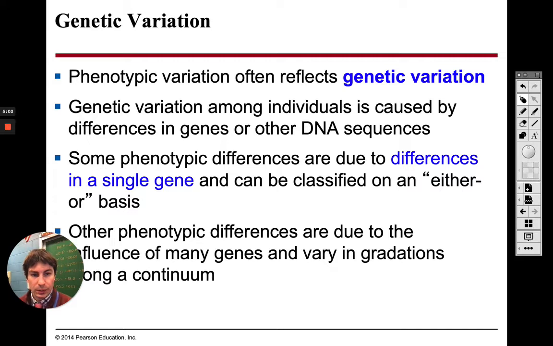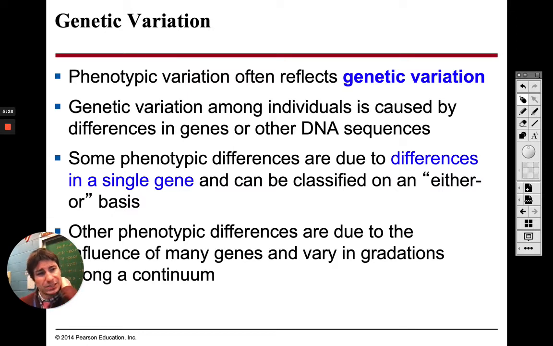So using that as an example, genetic variation must be present in a population in order for natural selection to occur. If there's no genetic variation, natural selection cannot occur because there are no adaptations or no traits that are more favorable to others. So we're not going to have natural selection there.